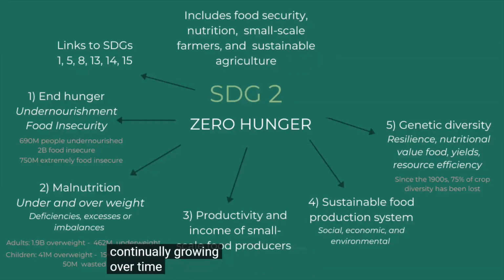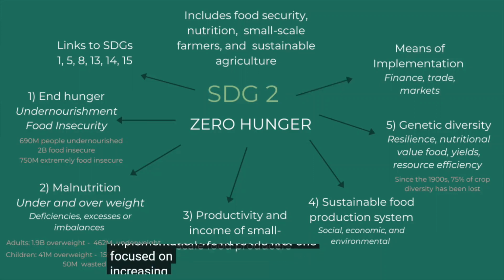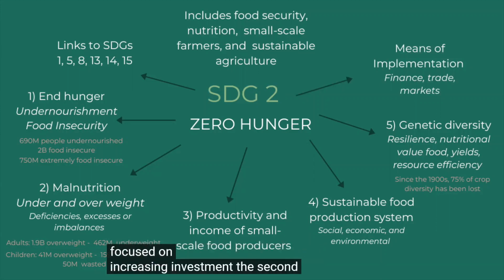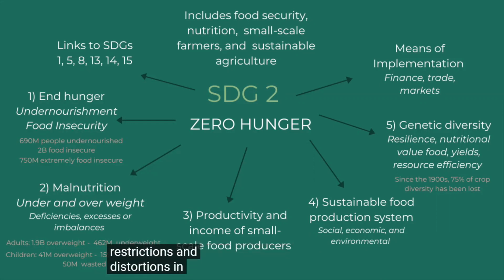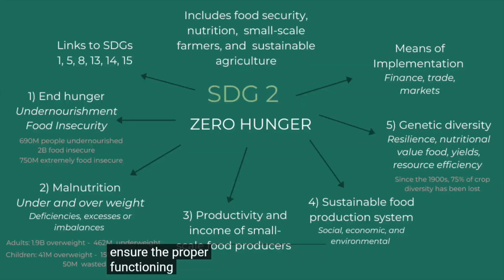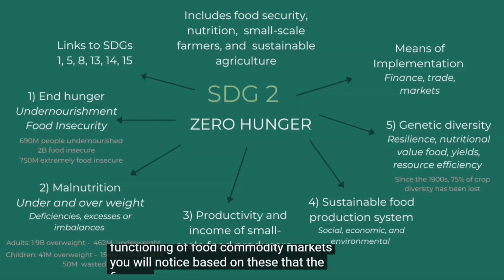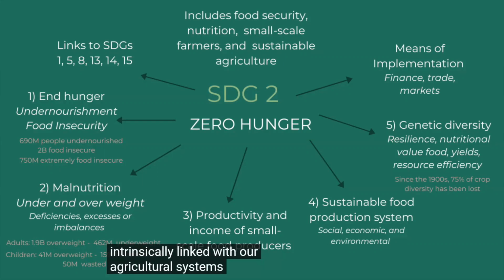In terms of means of implementation, we have the first one focused on increasing investment, the second on correcting and preventing trade restrictions and distortions in world agricultural markets, and the third on adopting measures to ensure the proper functioning of food commodity markets. You'll notice based on these that the finance and trade systems are intrinsically linked with our agricultural systems. And that is SDG2, Zero Hunger.